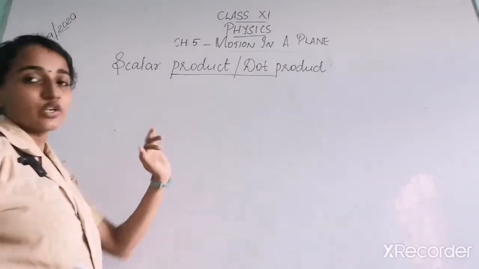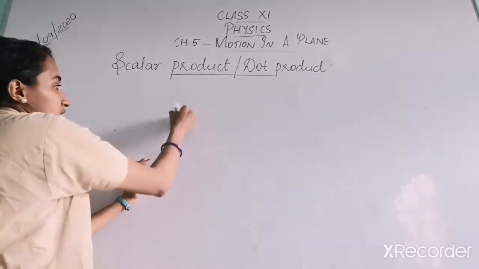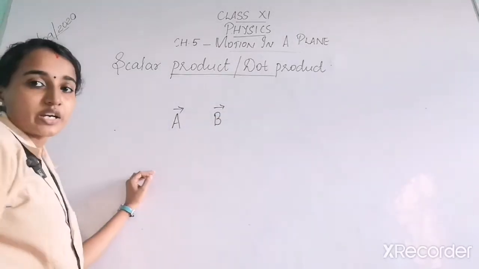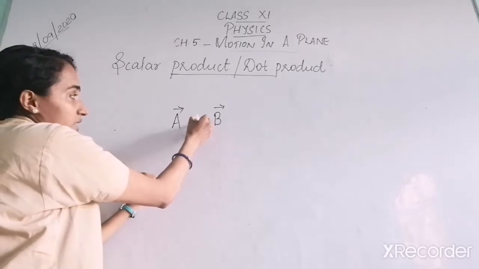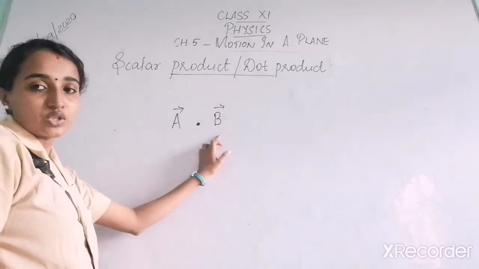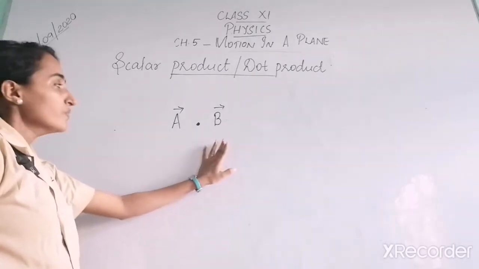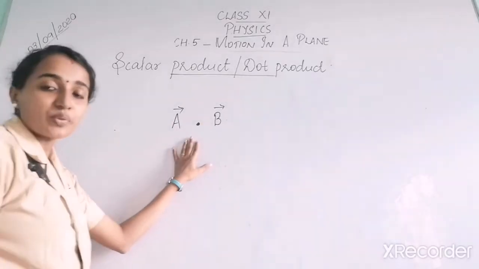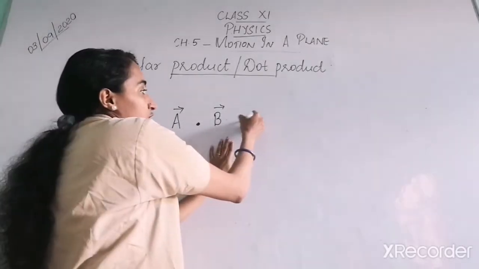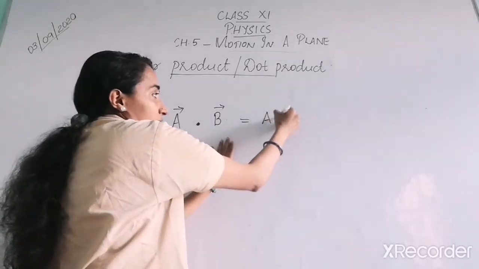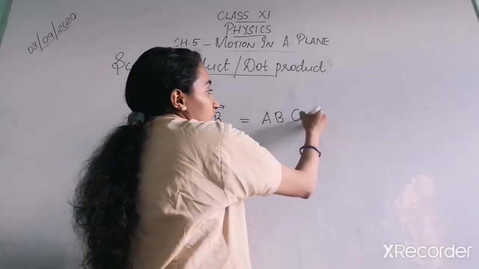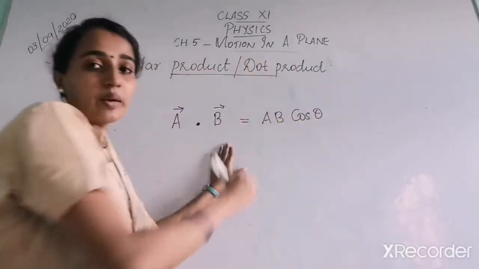Now scalar product or dot product: if A is a vector and B is another vector, their dot product is represented as A dot B. This is how you represent the dot product of two vectors. The dot product of two vectors can be defined as the product of their magnitudes and the cosine of the angle between them.